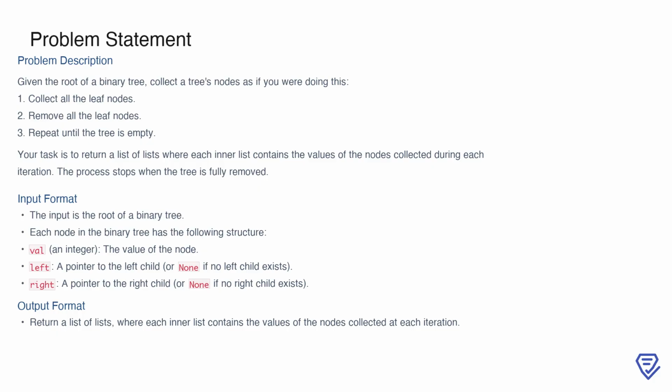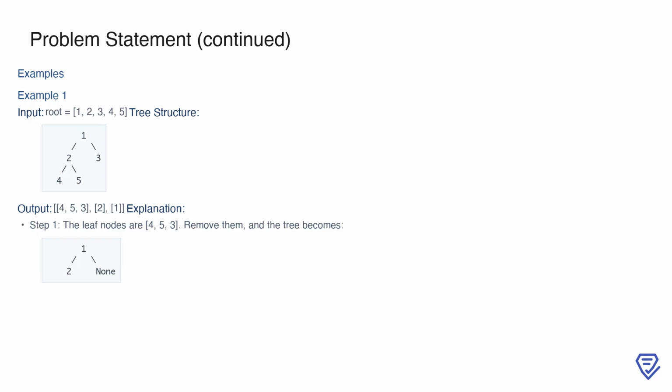To clarify, the input to the problem is the root of a binary tree. Each node in the tree is structured with three properties: a val, which is the integer value of the node, and pointers to its left and right children, which could be either another node or none if a child doesn't exist. The output is a list of these collected values, grouped by the iteration in which they were removed from the tree. To understand this better, let's look at an example.